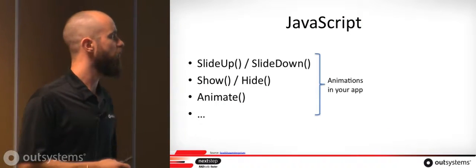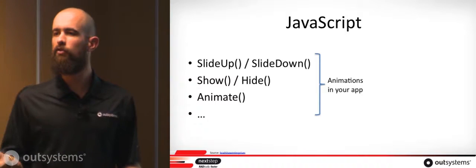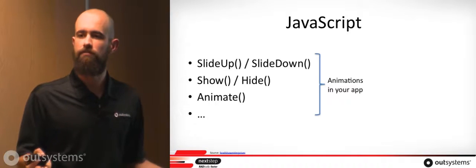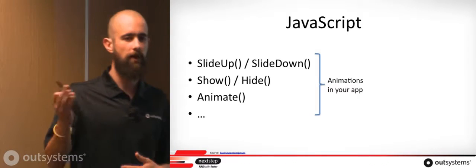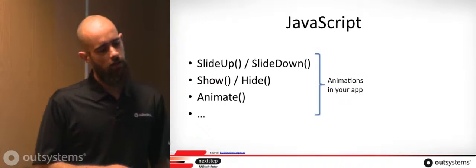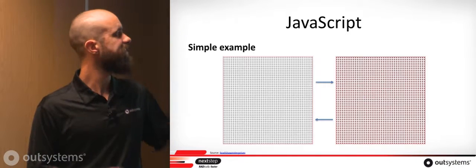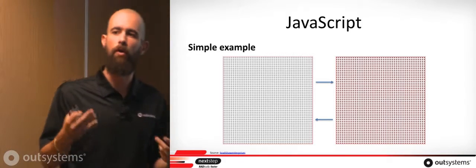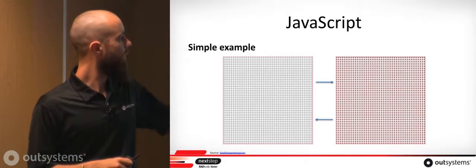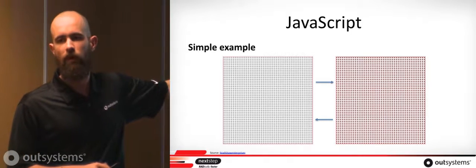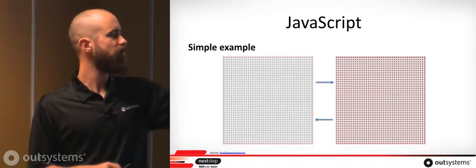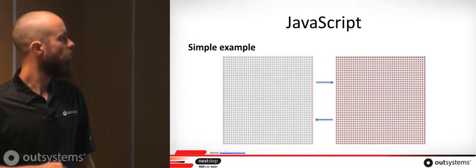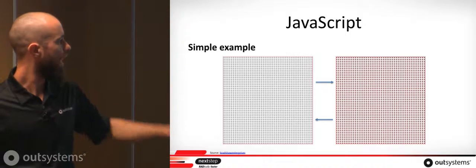So let's now talk about why we use JavaScript in our applications. Typically, it's because we want to do animations. We want to slide up, slide down, show, display, everything. So imagine that we have a simple example. It's really simple, but it shows how things work and how things perform. Imagine that we have a square with smaller squares inside, and we want to fill those squares on click of a given element. Just that. So in JavaScript, we would have to do this code.